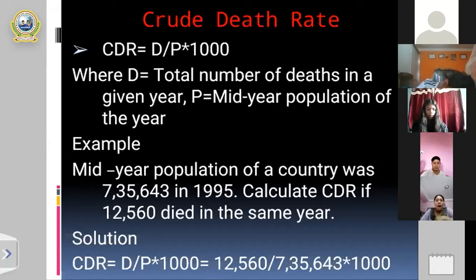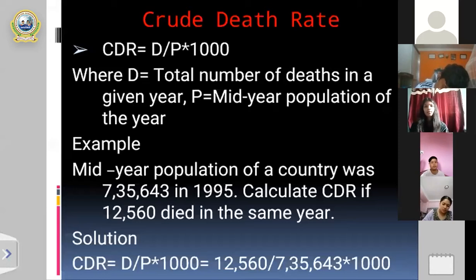Now it's very simple to calculate the CDR, because I told you that to calculate the different measurements of demography, formulas are very essential. To calculate the CDR, CDR equal to D by P multiplied by 1000. At the top you can also see the formula of the CDR, D by P into 1000. Now in the example, you can see the total number of deaths.